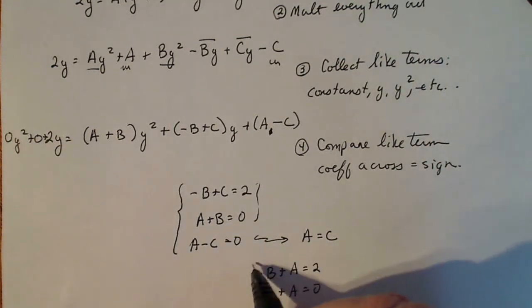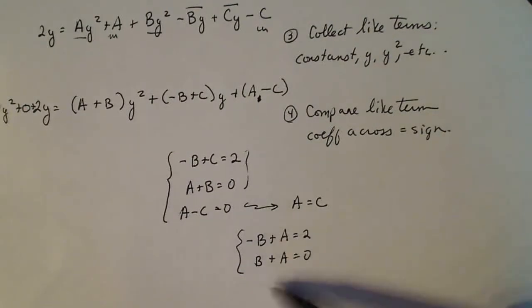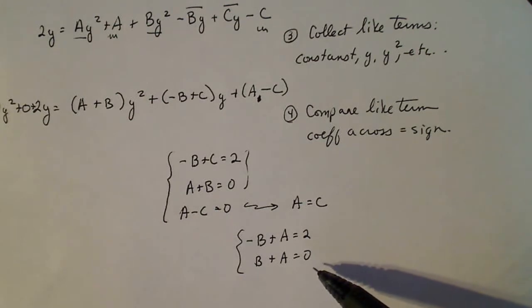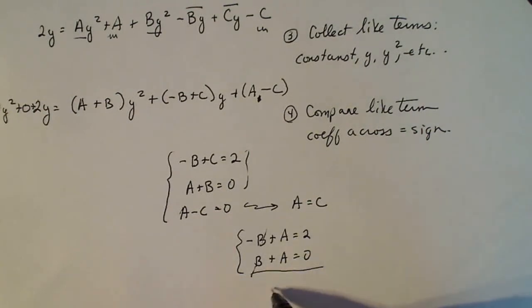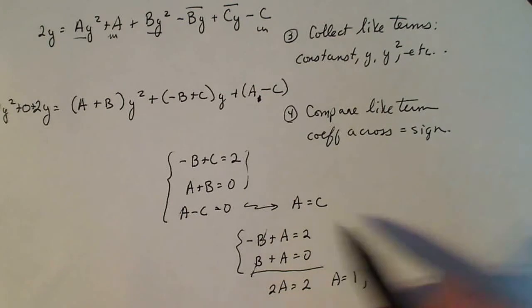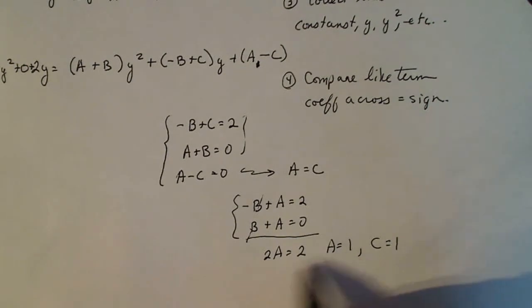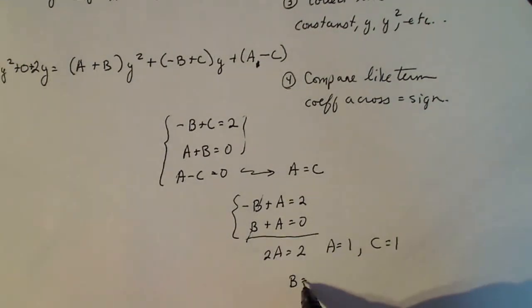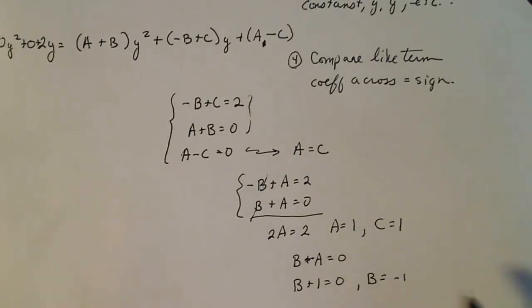Now you're saying, why did you write that the other way? And don't get all panicky. I wrote it the other way so that I can compare these, and now if I add up these two lines using the method of elimination in systems, I see that the B's will cancel, and I'm left with 2A equals 2. So that means A equals 1. If A equals 1, then C equals 1. And then let's figure out what B is. If A is 1 and B plus A equals 0, so that means B plus 1 equals 0, which means that B equals minus 1.